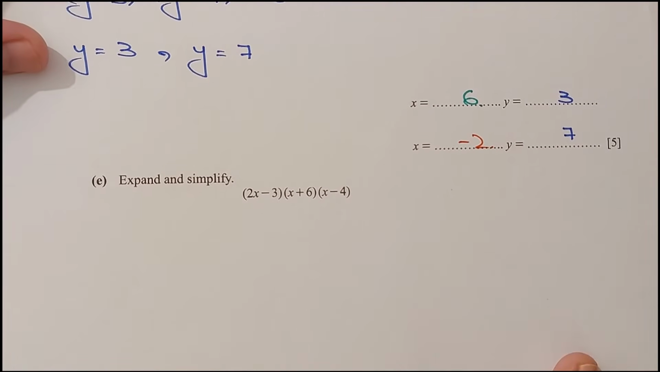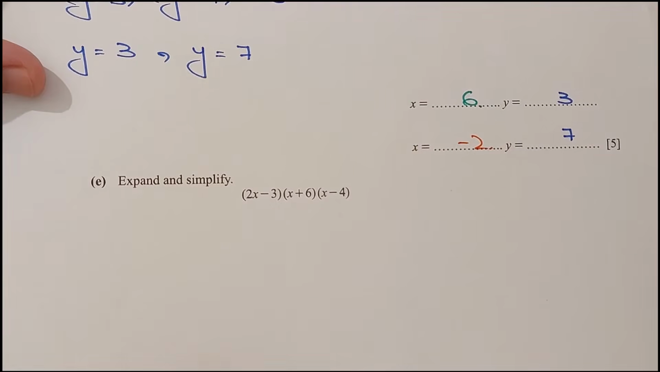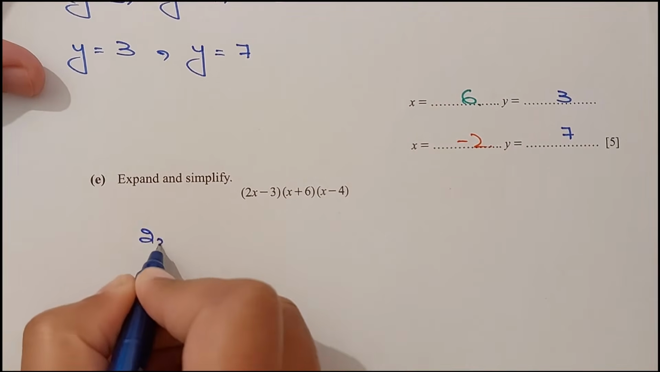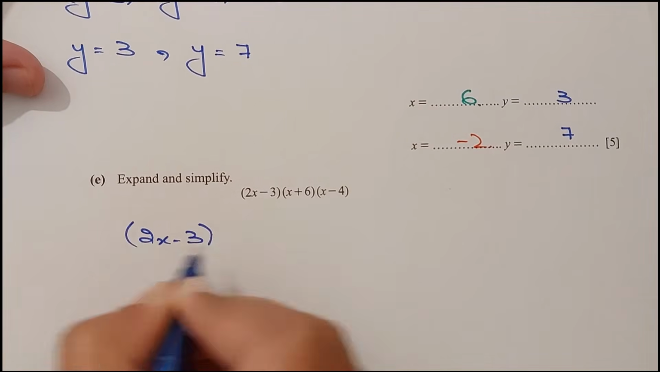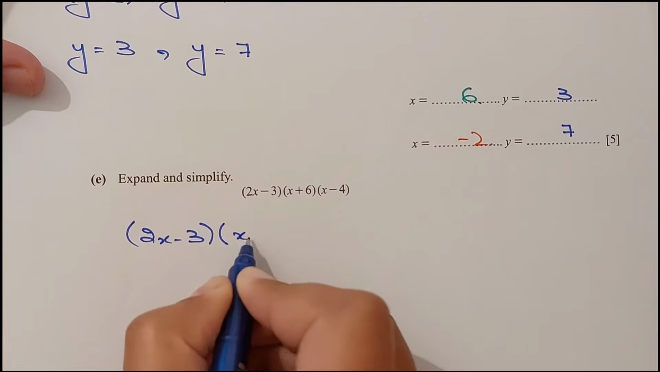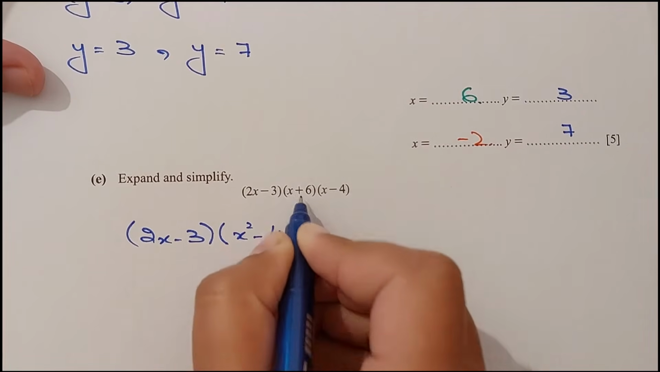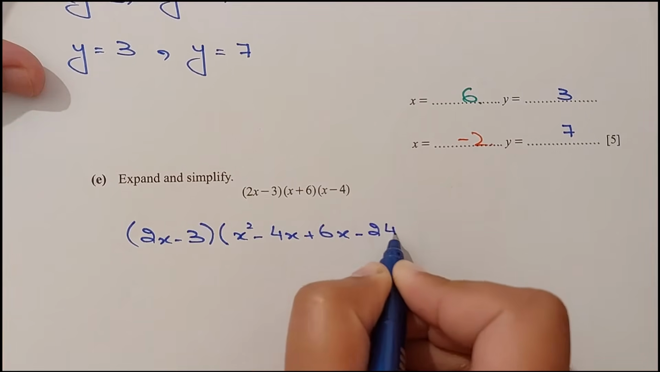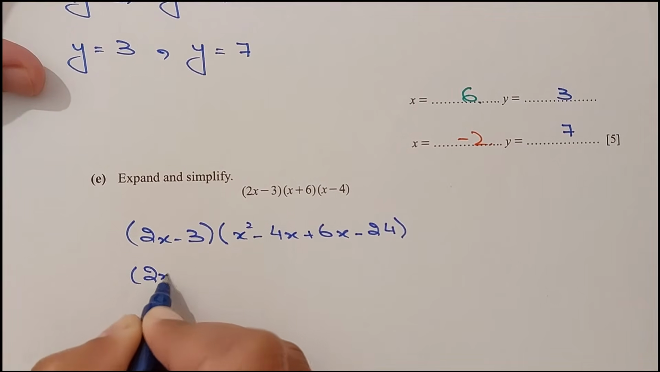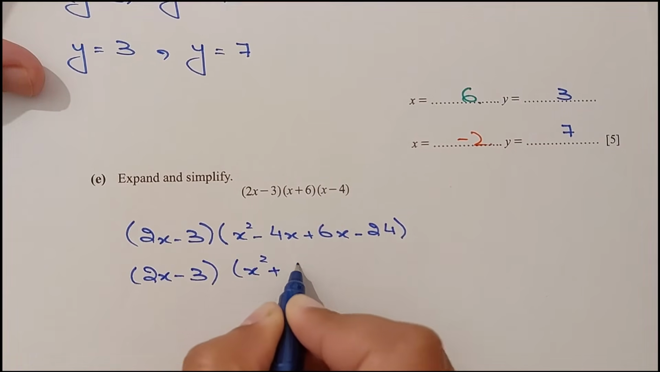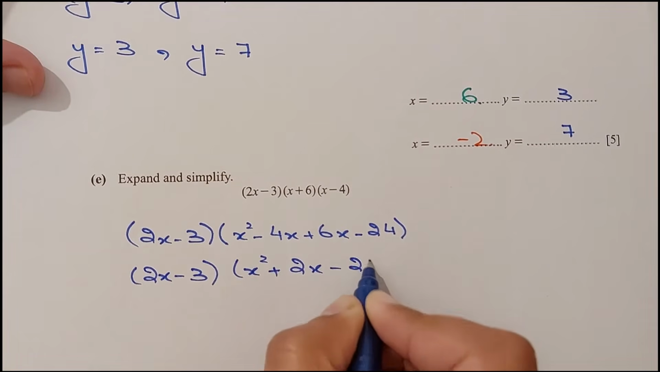Now for part E, expand and simplify. So let's do this. First, let me keep the first bracket as it is. Let me multiply the second and third. Multiplying this bracket with x: x square minus 4x, and then with 6: plus 6x and 4 times 6 is 24. So 2x minus 3, x square plus 2x minus 24.